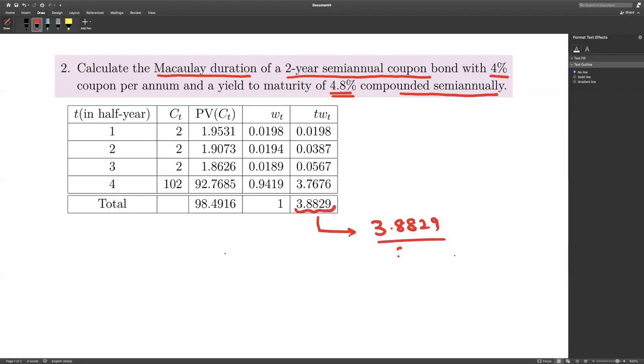3.8829 divided by 2 gives me 1.9415 approximately as the Macaulay duration. Or you can take T equal to 0.5, 1, 1.5, and then make this table directly to get this number. So any way you can do it, it's not a problem.